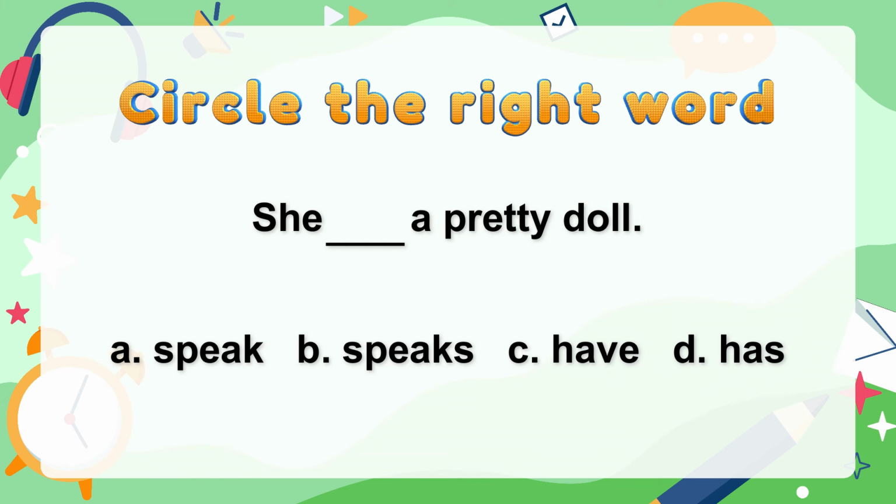She, blank, a pretty doll. The pronoun she goes with a verb that ends with S. The answer is D, has. She has a pretty doll. Answer B ends with S, but we don't choose that because it doesn't make sense in the sentence.